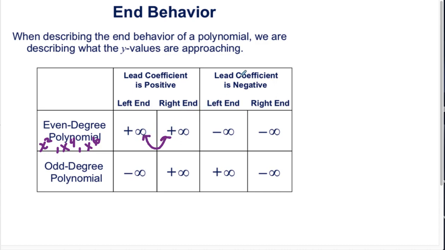However, if the leading coefficient is negative, then the left side of the graph will decrease and the right side of the graph will also decrease. So that means the graph will go somewhat like this, kind of like pointing down.